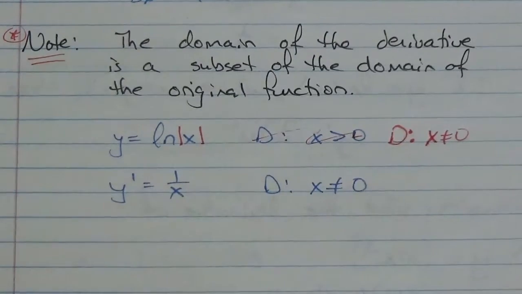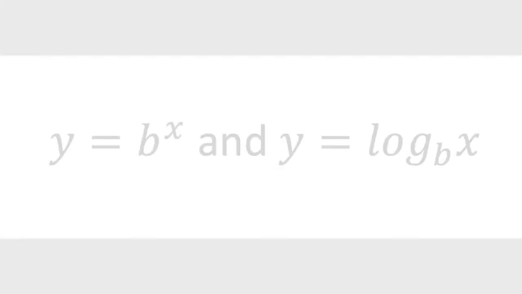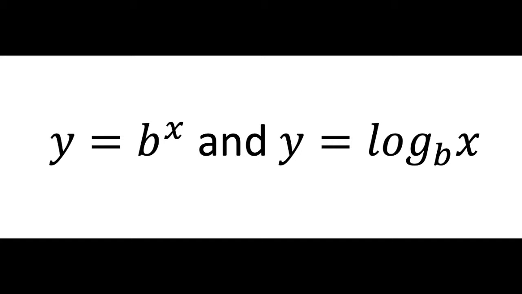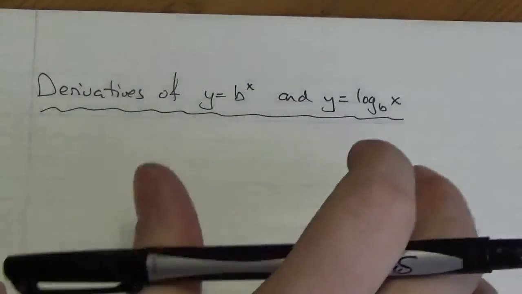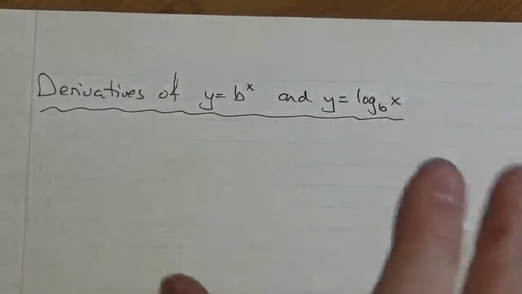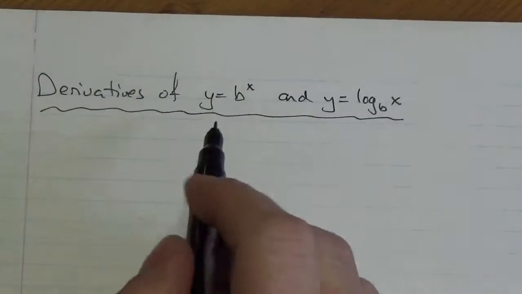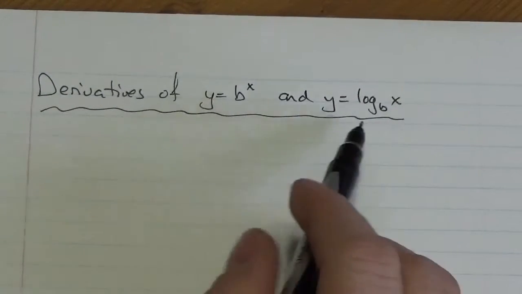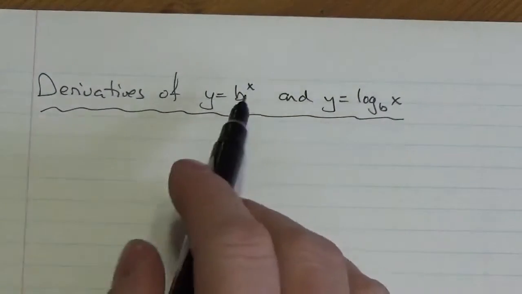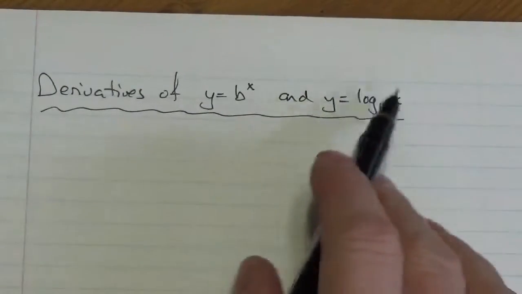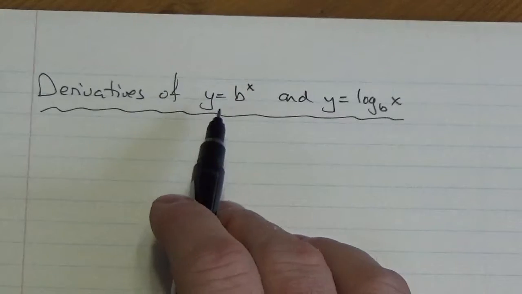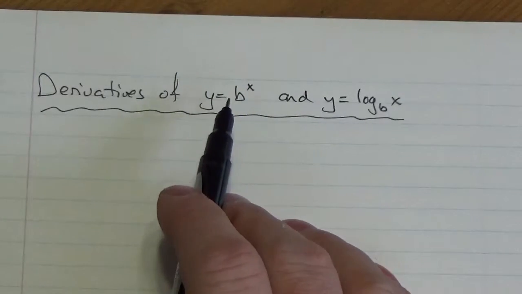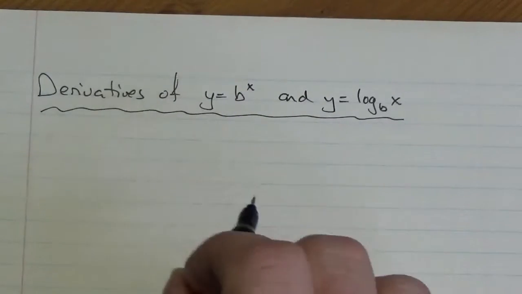Okay, let's look at another concept here. Now we're going to finish this off. We're going to go right back to where we started, because now we've got the tools. We're going to take a look at the derivative of y equals b to the x and y equals the log base b of x. Getting the derivative of the log base b is actually going to be quite straightforward. We're going to attack that the same way we did with e to the x. But this is the one that's the issue here.